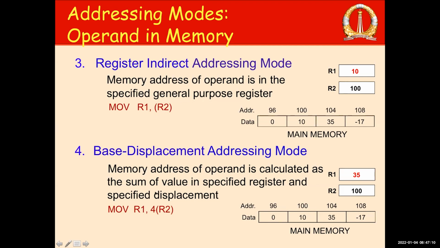Whereas in the case of a base displacement addressing mode, the effective address has to be calculated as an addition of the immediate value, which is part of the instruction, plus the register value. This immediate value can be positive or it can be negative. But it is always a small constant, and when I say small constant, in the case of the MIPS machine, it's actually a 16-bit 2's complement number, which means that it could be from minus 32K to plus 32K.